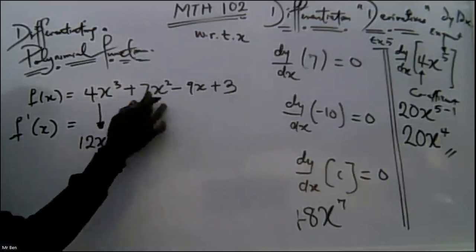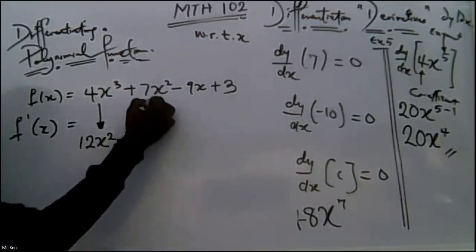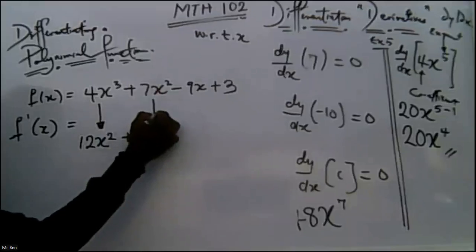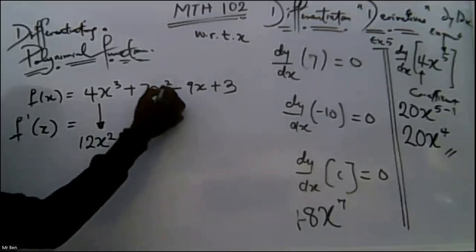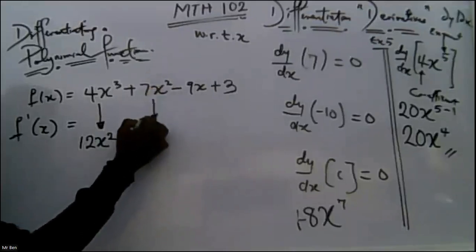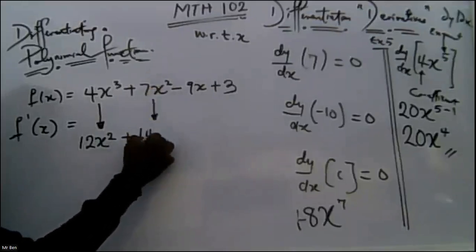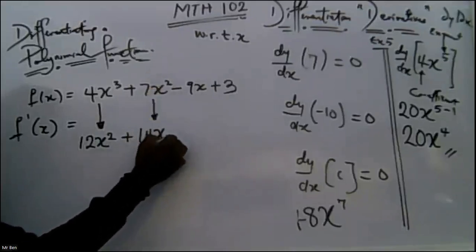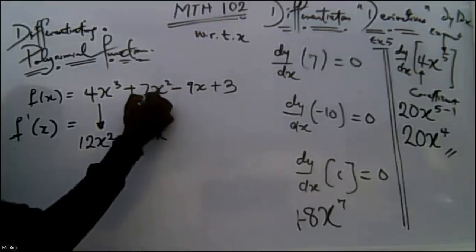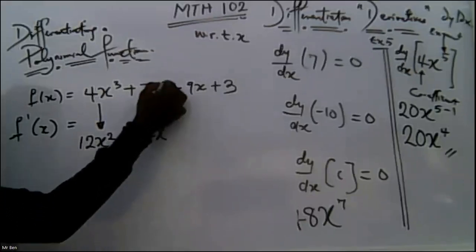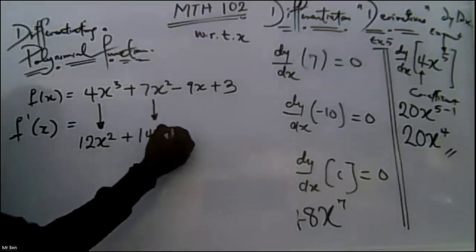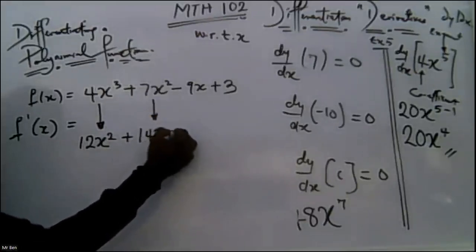Then let's differentiate this part. Plus, let's differentiate this part now: x raised to the power of 2. That'll be 2 times 7, which gives us 14x. Then subtract 1 from this 2 to give us 1, so you don't need to write the 1. You can just leave it like that.